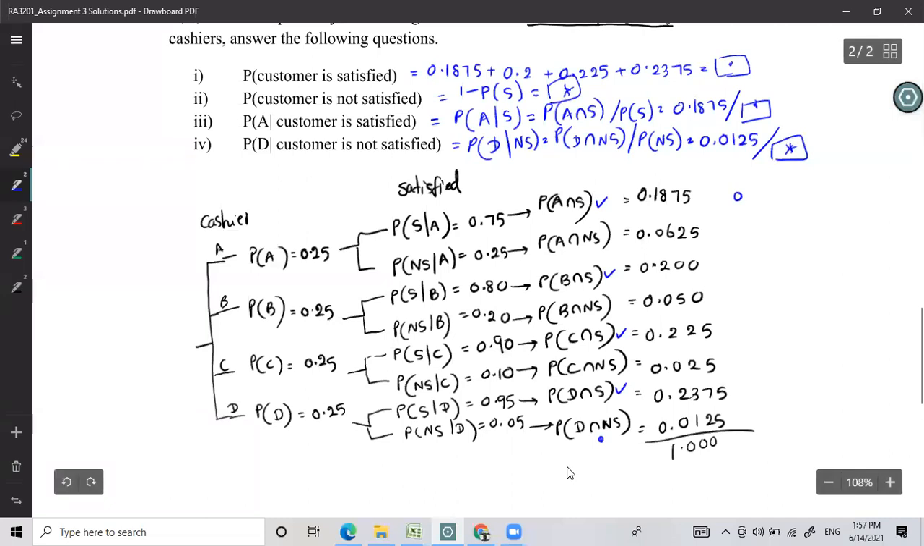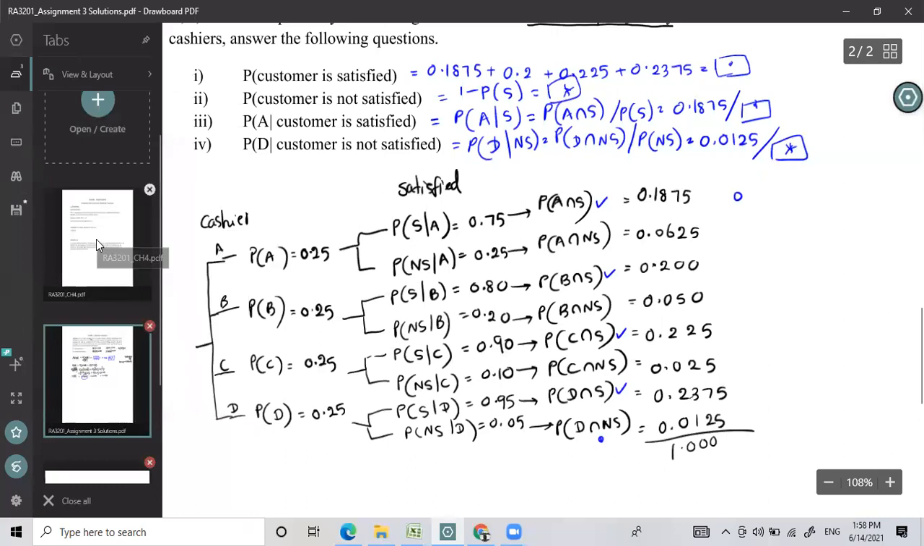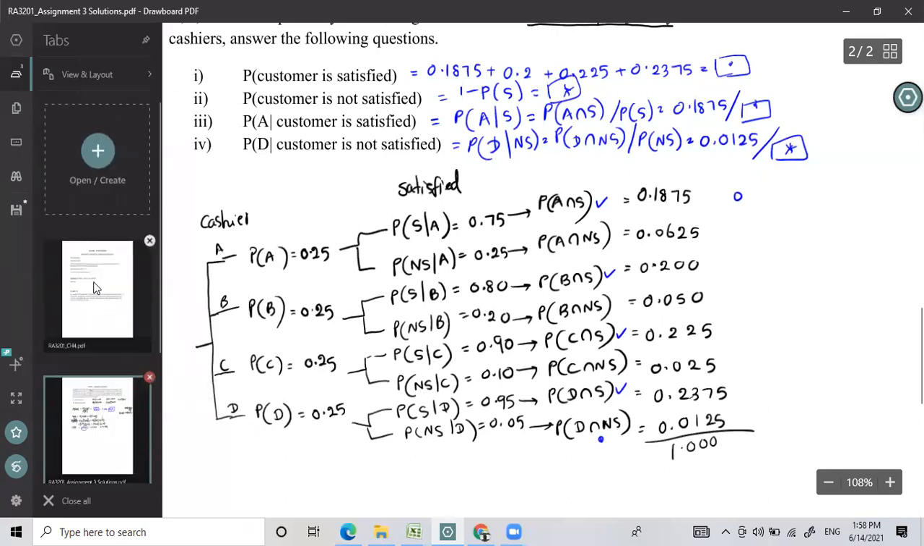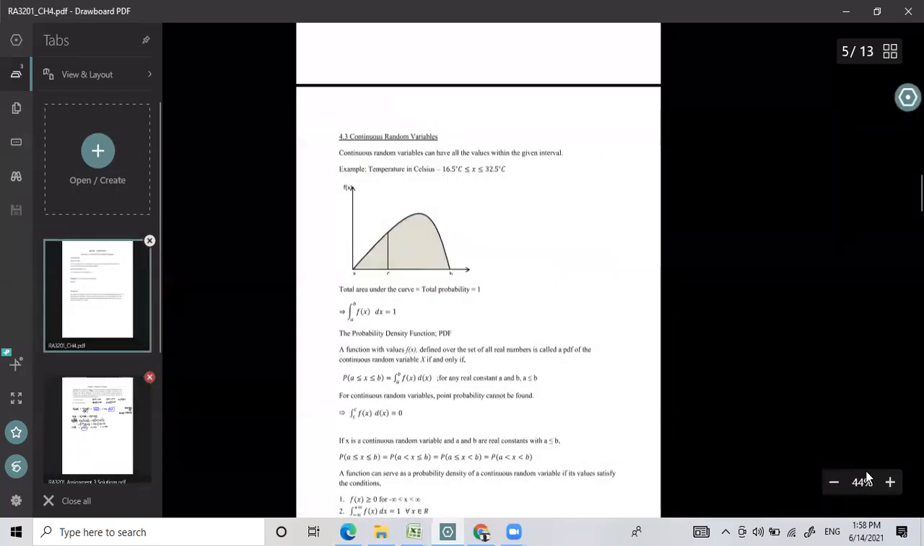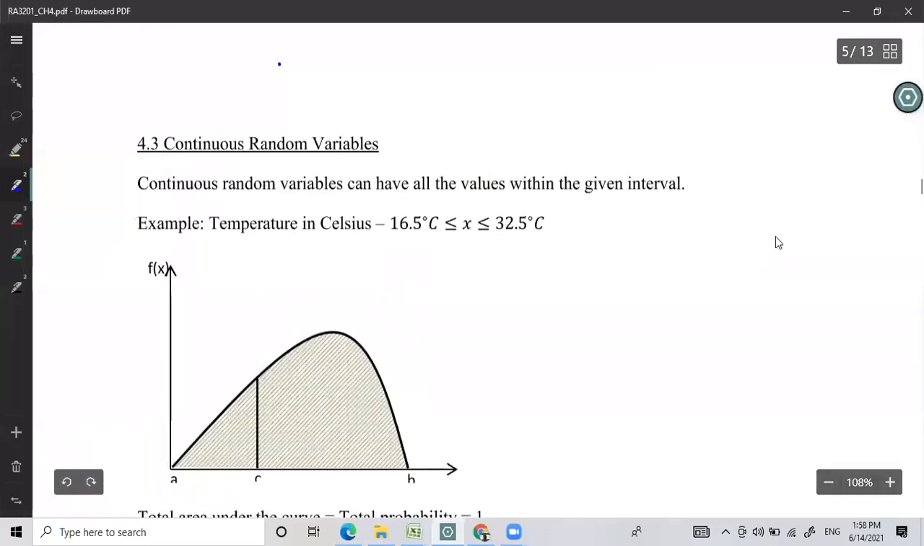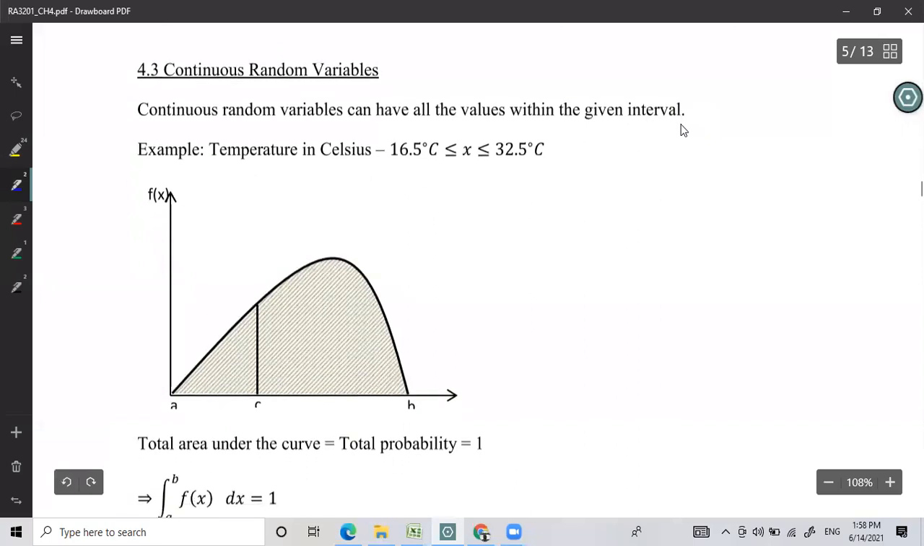Okay, then shall we move on to the lesson for today? We have to continue chapter 4, starting from section 3. Okay, so I changed the paper. Can you see the next section? 4.3, continuous random variables. Can you all see the new topic? Yes, madam. Right.